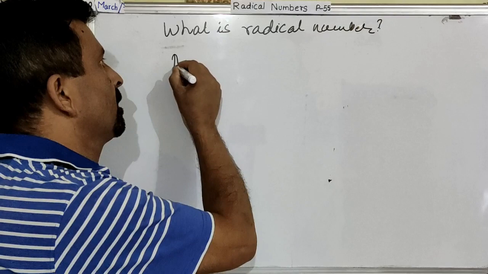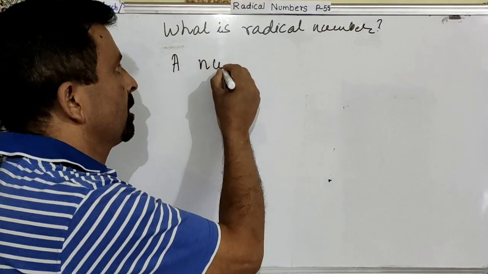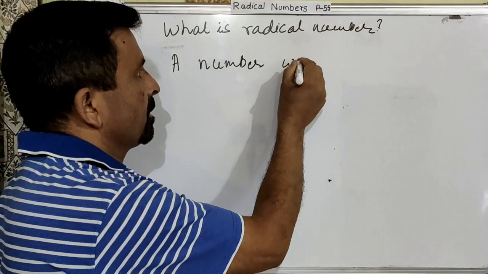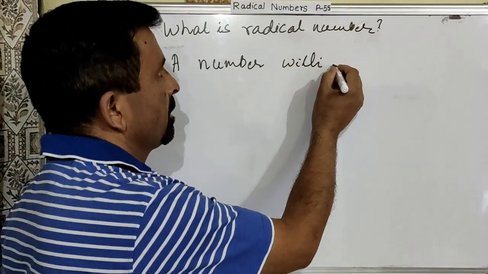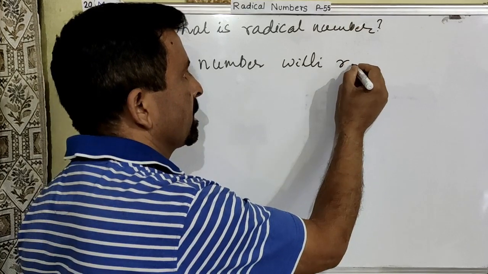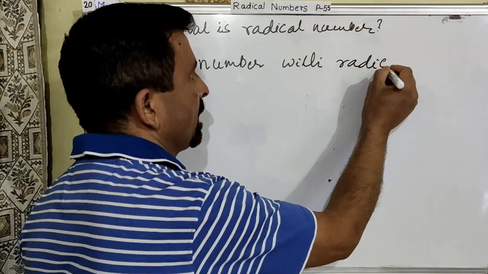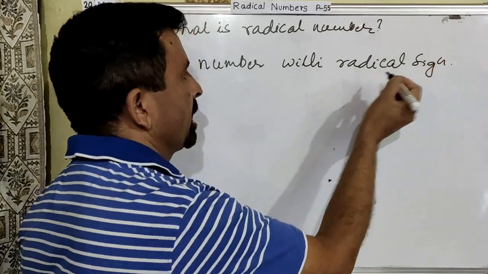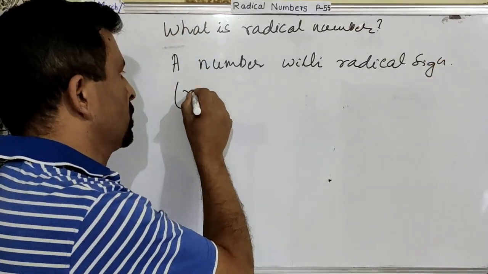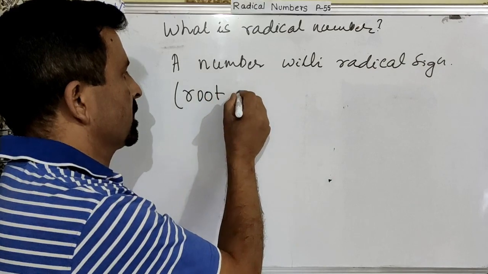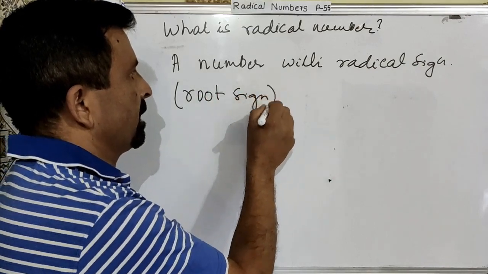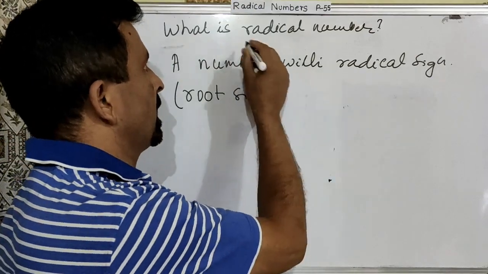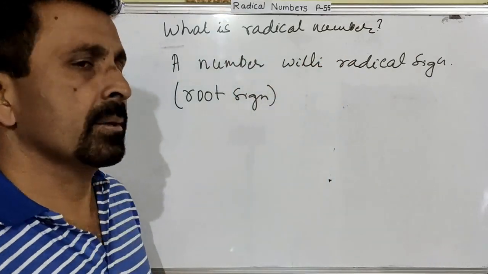A number with radical sign, right? Radical means root sign. Radical sign means root sign. A number with radical sign is called as radical number.